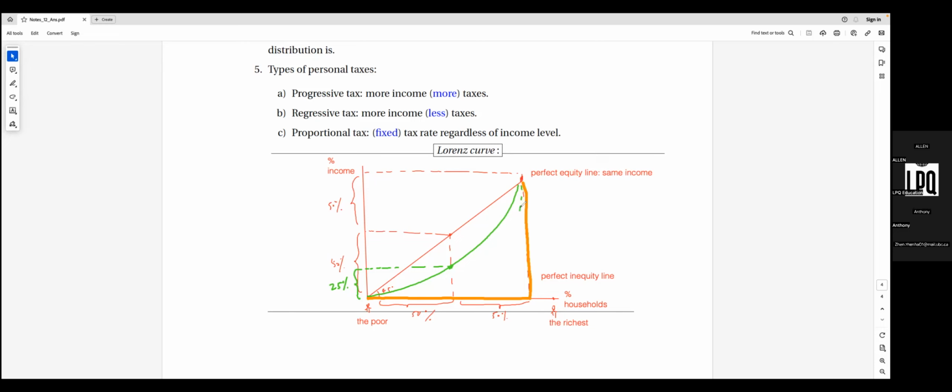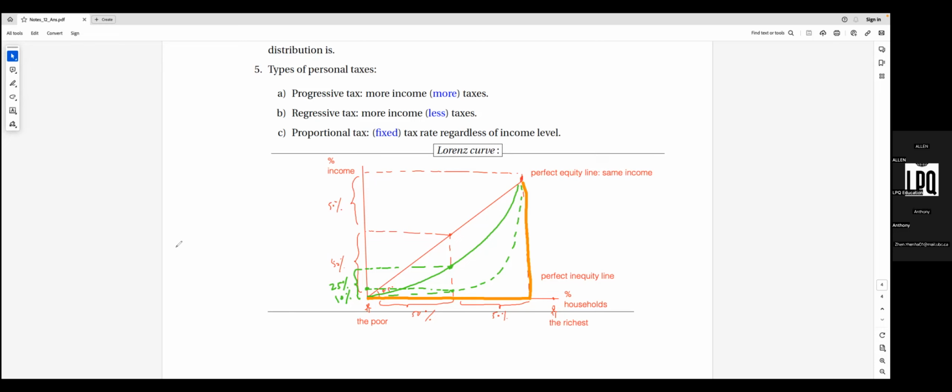If the Lorentz curve is closer to the perfect inequality line, this means the income distribution in your country is more unfair, right? So the bottom half now can only make maybe 10% of all the income. This is called the Lorentz curve.